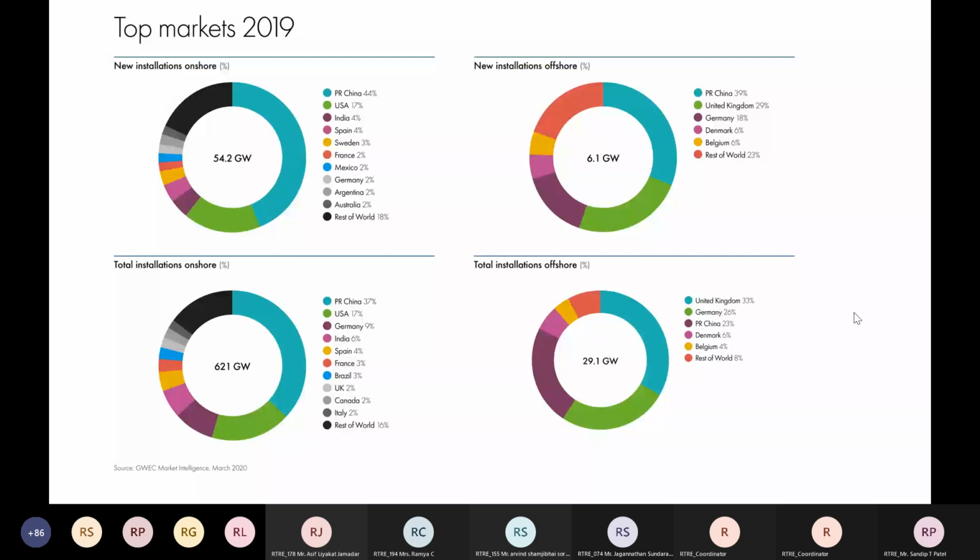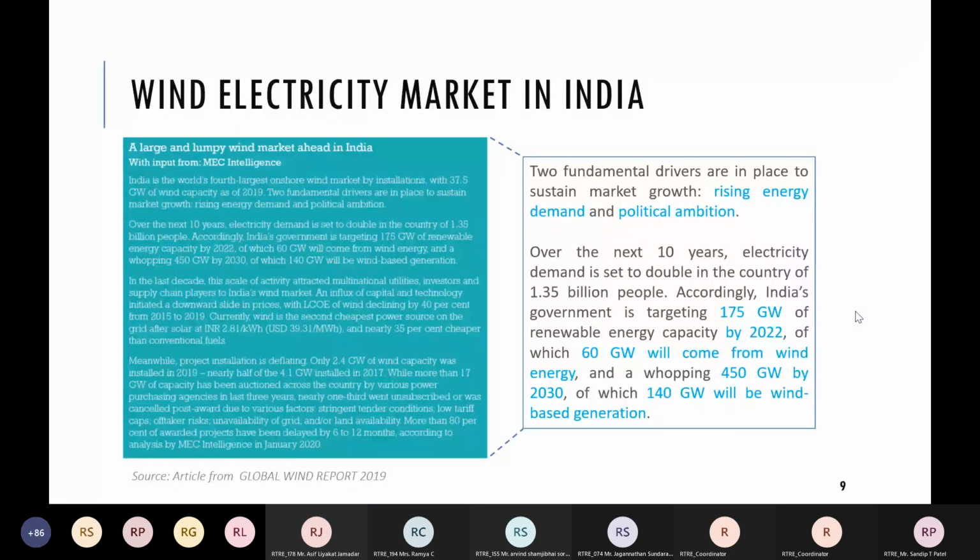But there is some good news I found in one of the articles. There are 2 main drivers why India is doing better in the wind energy sector as well as solar. The first reason is very high demand. We are a very highly growing market, so our energy demand is high, and again, political ambitions are associated with it. So by 2022, 175 gigawatt.